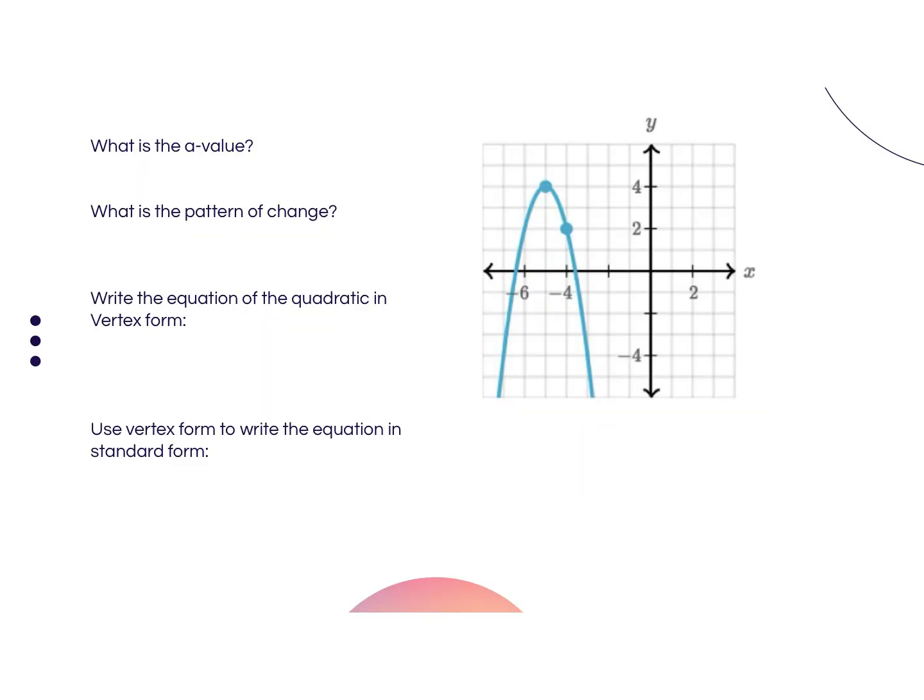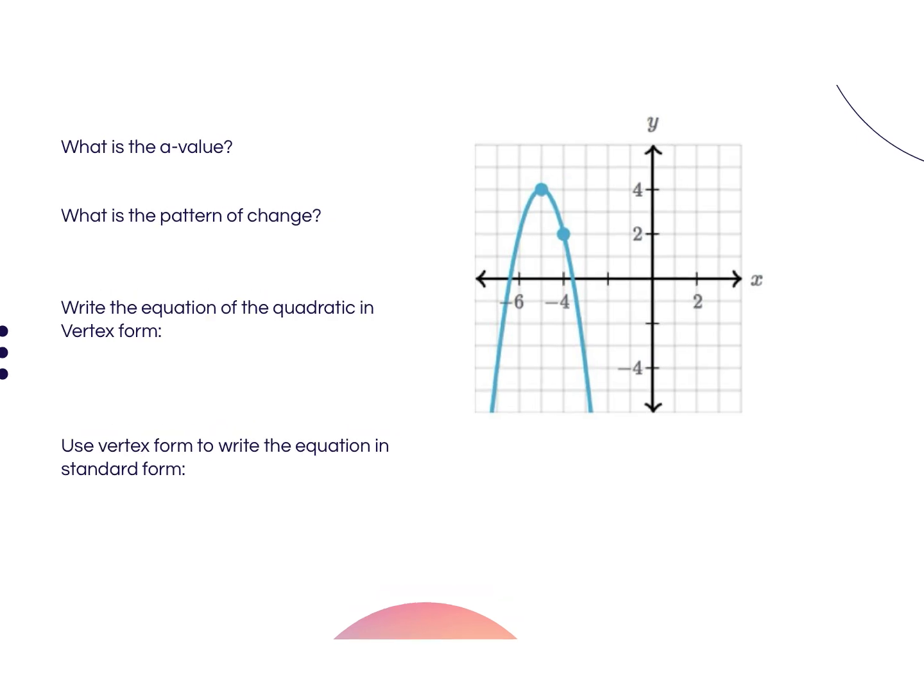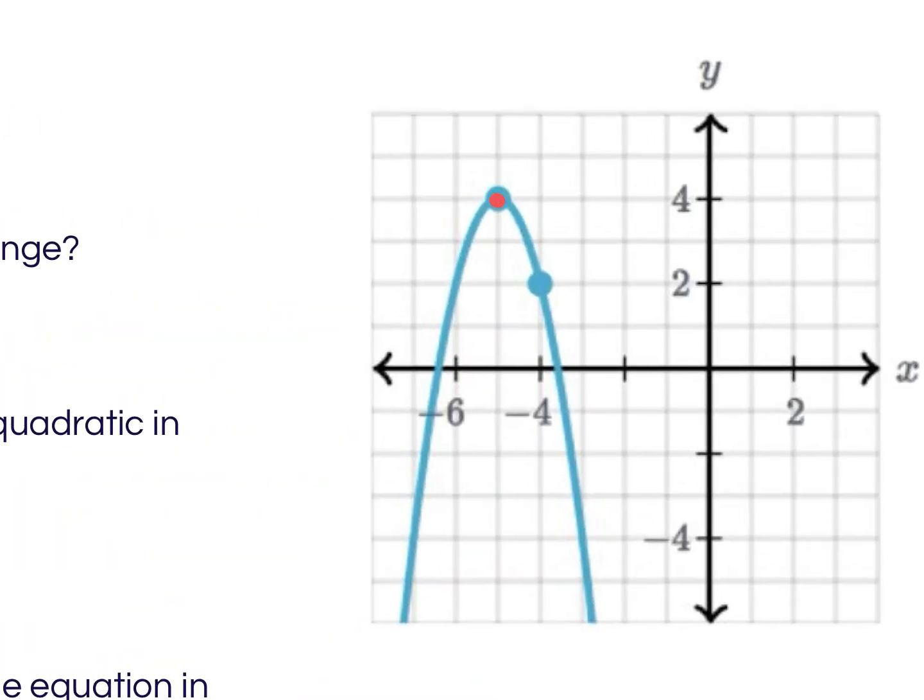For this next one, we are going to identify the A value using the pattern of change. We're going to write an equation of the quadratic in vertex form, and then we're going to use vertex form to write the equation in standard form. So some of this is a little bit of review, but I want to start with that A value. What I see is that I have a perfect point for my vertex, which is a maximum value. Because it's a maximum value, I know that A is negative, okay?